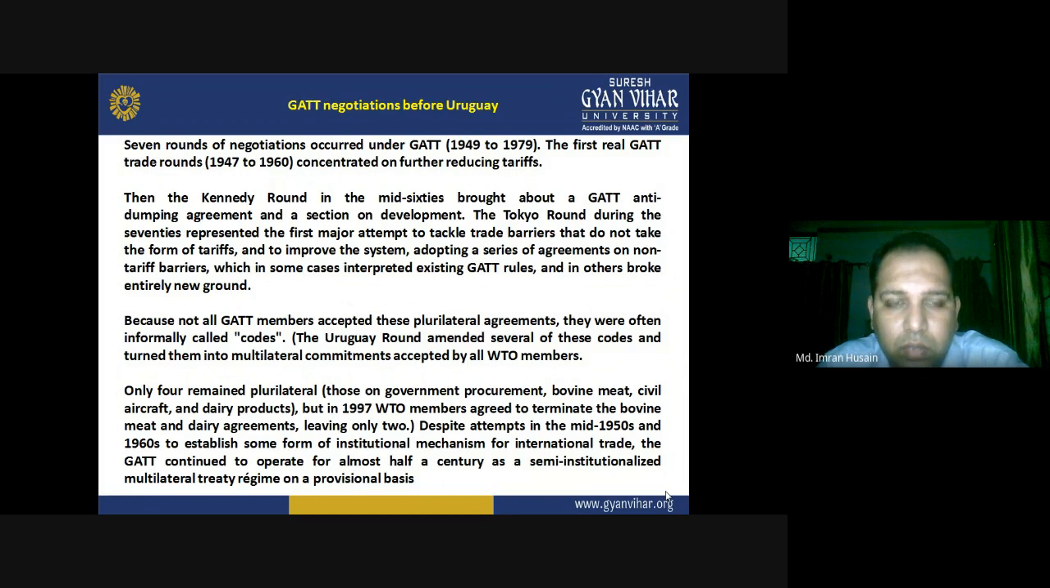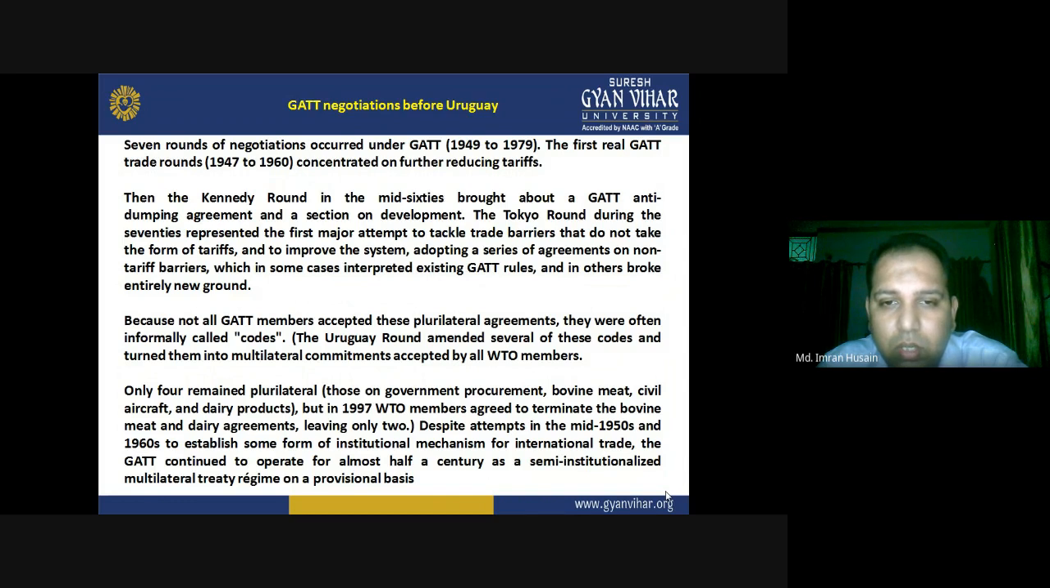form of tariffs and to improve the system, adopting a series of agreements on non-tariff barriers, which in some cases interpreted existing GATT rules, and in others broke entirely new ground. Because not all GATT members accepted these plurilateral agreements, they were often informally called codes.